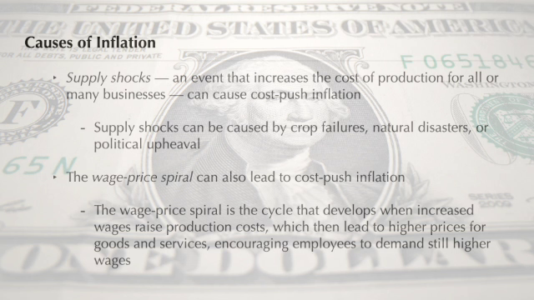Expectations about future prices can affect inflation. When consumers expect prices to increase, they tend to buy immediately to take advantage of lower prices. As a result, aggregate demand increases and inflation rises. When consumers expect future prices to be lower, they are likely to postpone buying, which decreases aggregate demand and slows inflation.